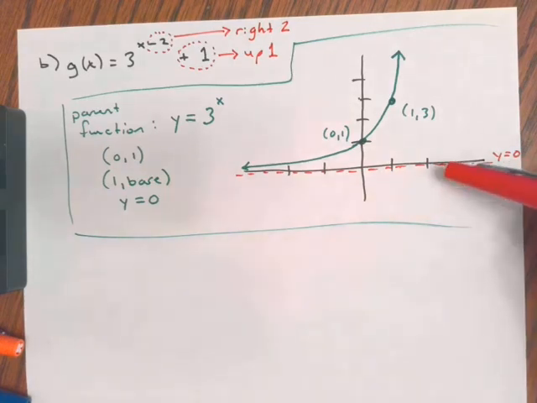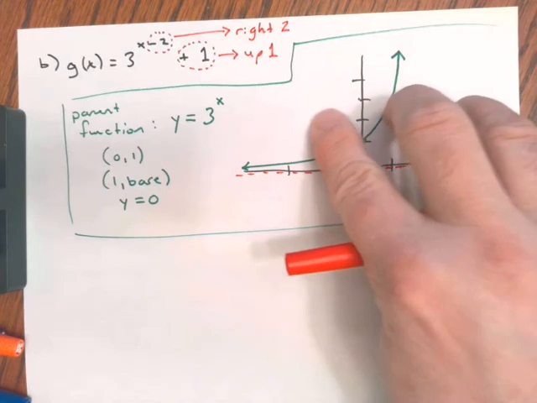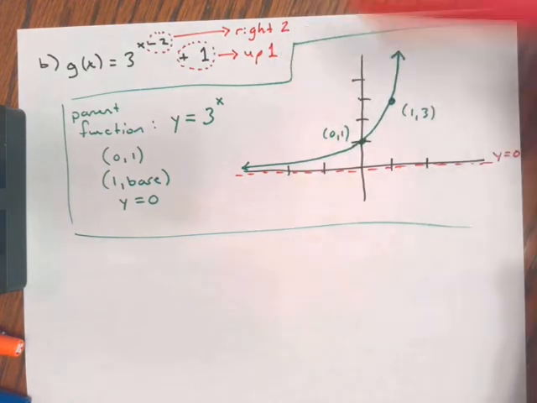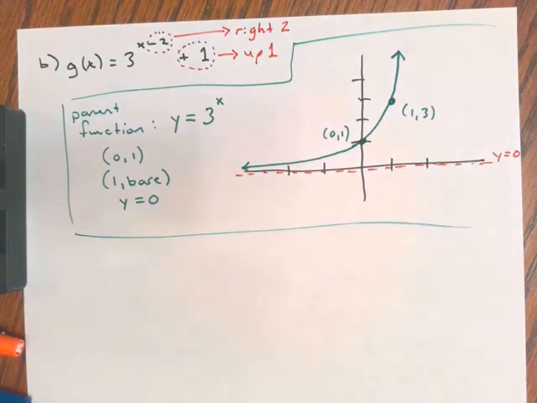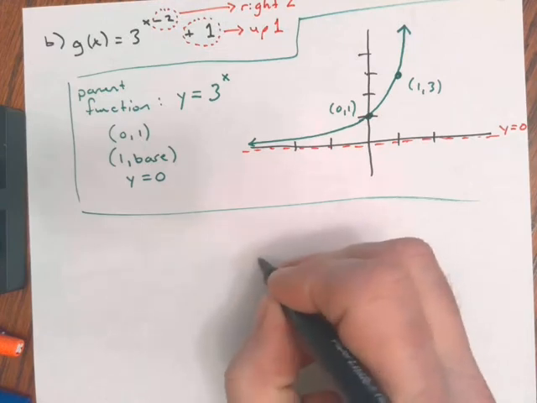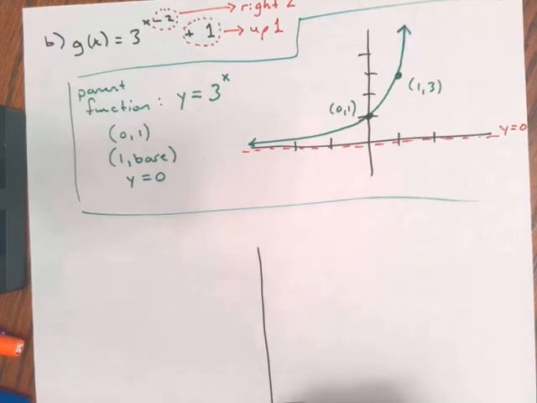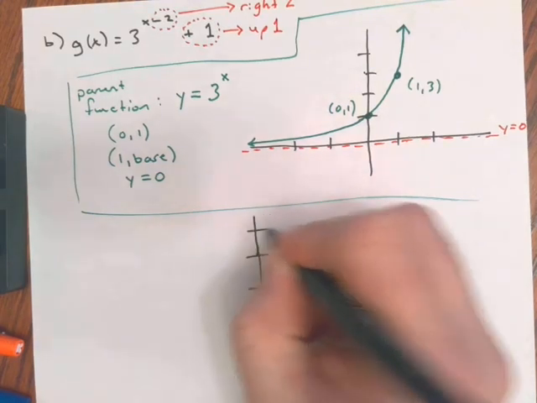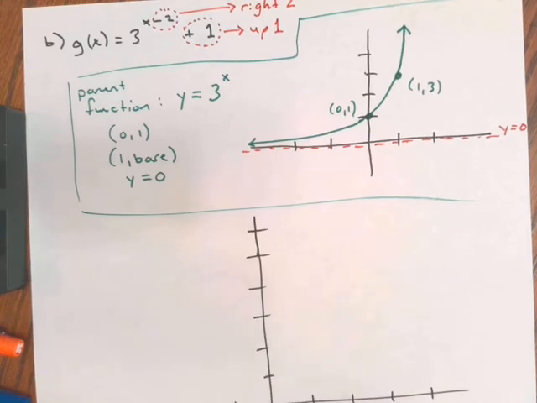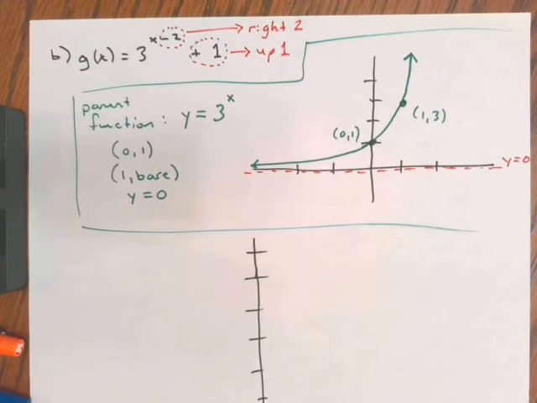So if you know what the parent function looks like and you can visualize that in your head, if you take that graph, move it up 1 and right 2, then you would have the graph for this black equation, g of x. So I'm ready to graph this, and I'm not going to make an xy table to do it. I'm going to use the parent function and then the idea of transformations to do the graphing.